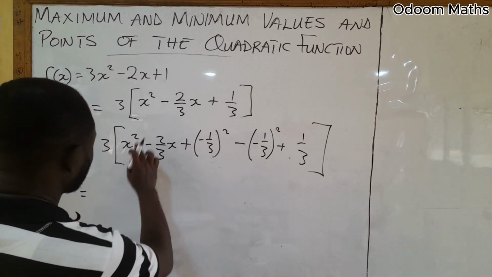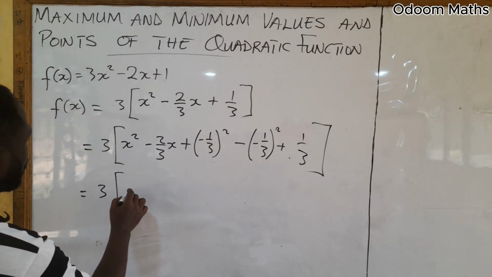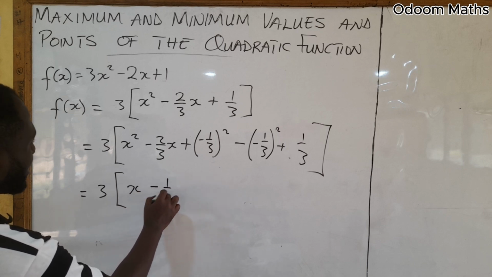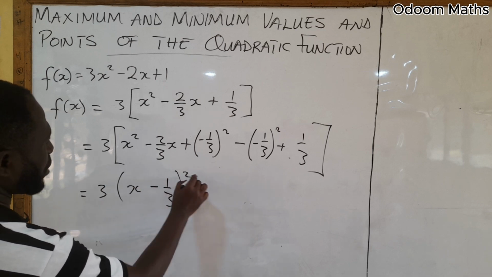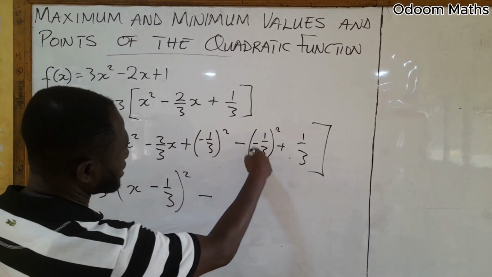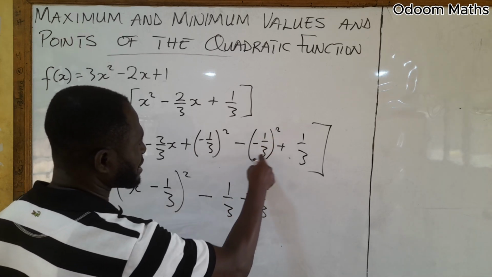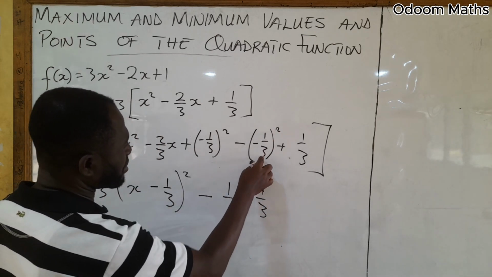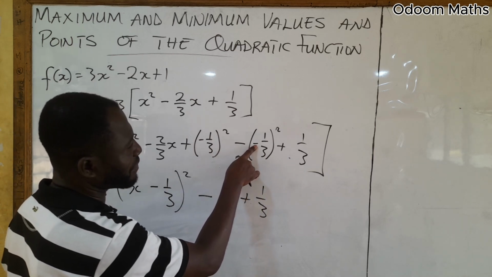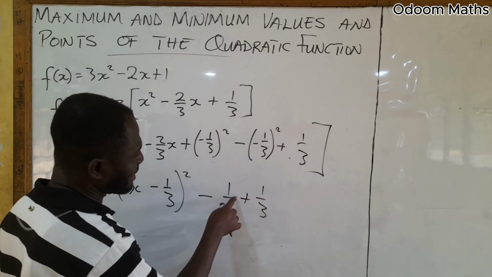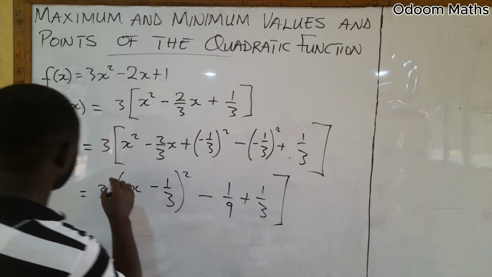Looking at this one, we can write 3 into brackets x minus 1 over 3, using the round brackets, squared. Then minus, this place becomes 1 over 3 plus 1 over 3, but this will be positive 1 over 9, because the negative will be affected by the square. So we have minus 1 over 9 and then plus 1 over 3, and we shouldn't forget they are in the brackets.